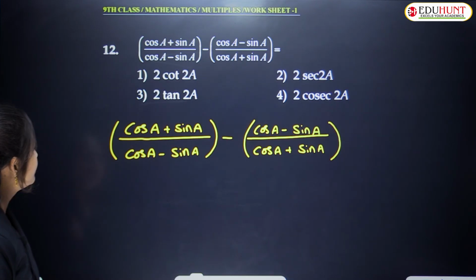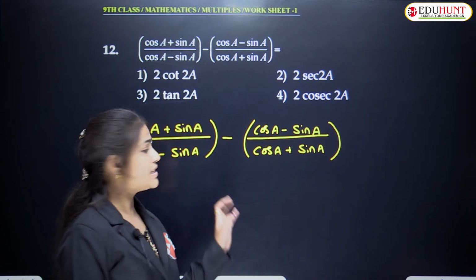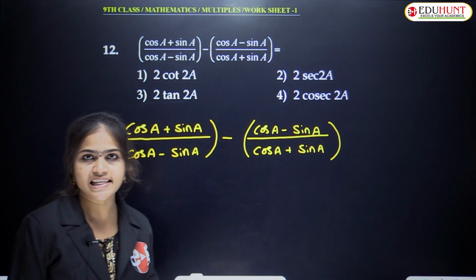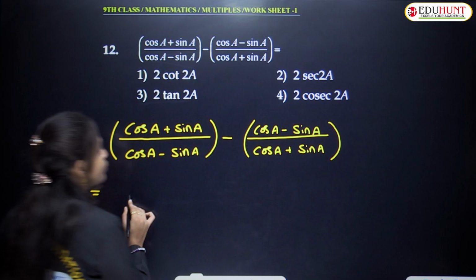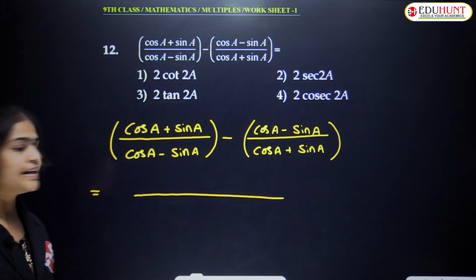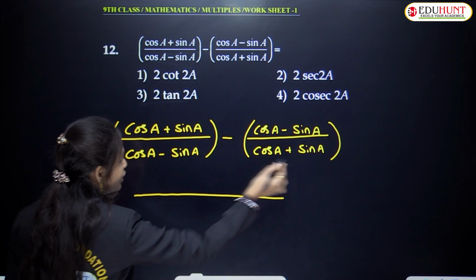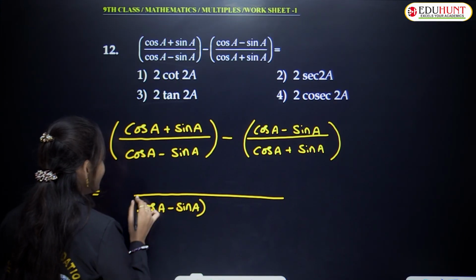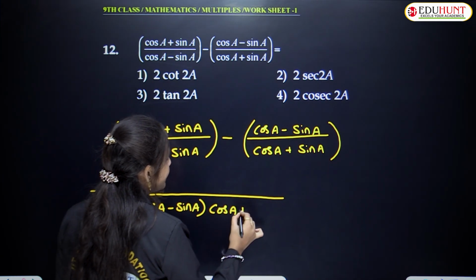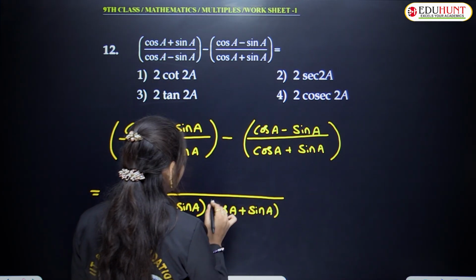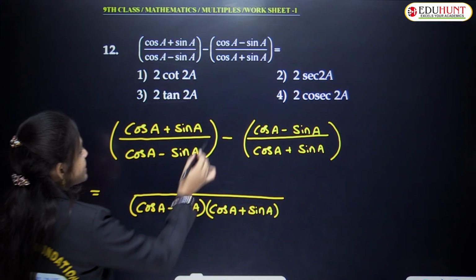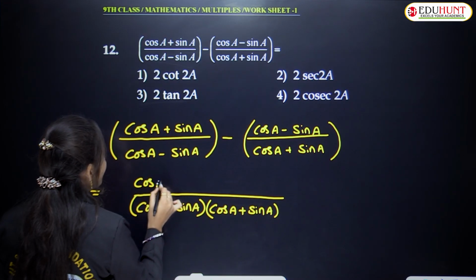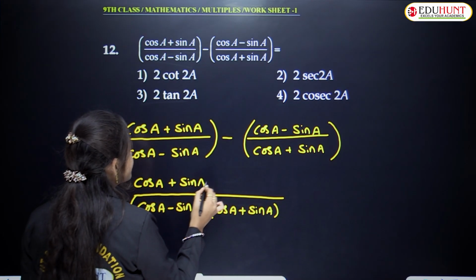Okay. So in these cases we can take cross multiplication, or here it is better to take the LCM. So what is the LCM of these two terms? Yes, the LCM is the product of these two denominators, no? So cos A minus sin A into cos A plus sin A. Okay, fine. See here. Next take cross multiplication: cos A plus sin A into cos A plus sin A, which is equal to cos A plus sin A whole square.